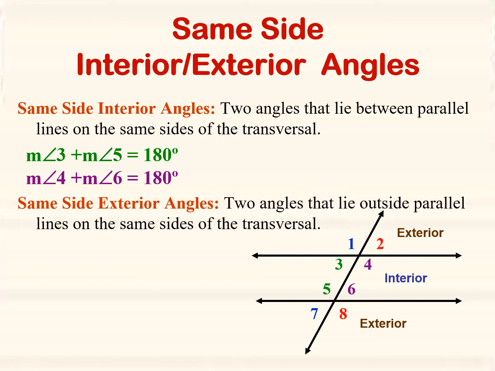Now let's move on to same side exterior angles. These are two angles that lie outside the parallel lines on the same side of the transversal. We have 1 and 7, 2 and 8. They are same side exterior angles. When we add, measure of angle 1 plus measure of angle 7 equals 180 degrees, as well as measure of angle 2 plus measure of angle 8 equals 180 degrees.